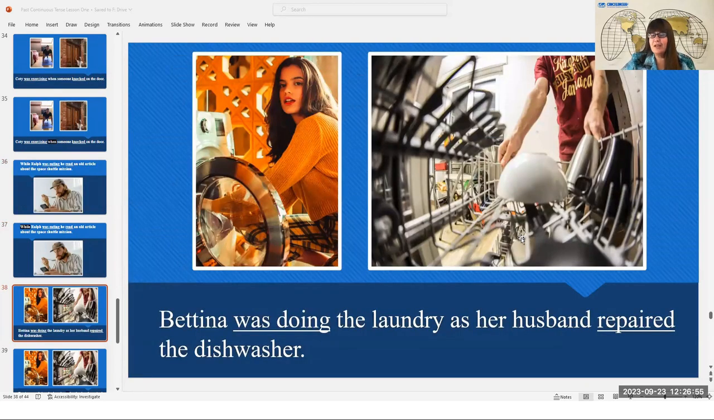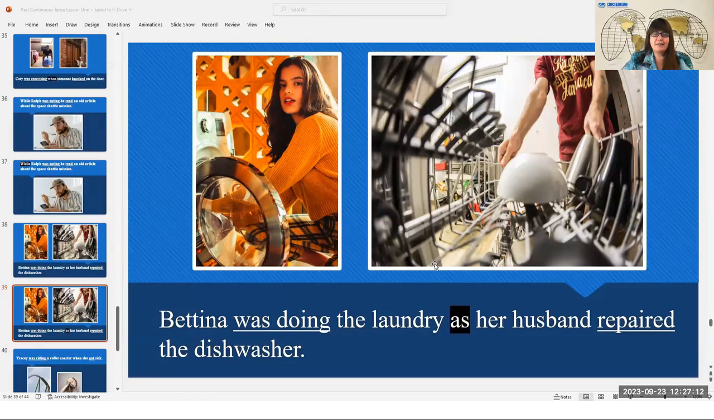Bettina was doing the laundry as her husband repaired the dishwasher. So in this sentence, they're both working at the same time. She's doing the laundry, he's repairing the dishwasher. She was doing the laundry as her husband repaired the dishwasher.